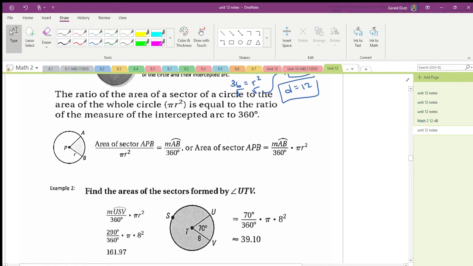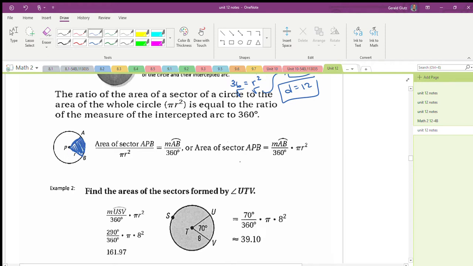All right, so that was review. The rest of the section is the important part. We're going to have to find the area of part of a circle. For example, how would we find the area of just this part of the circle? I don't want the whole area, just a little part of it.